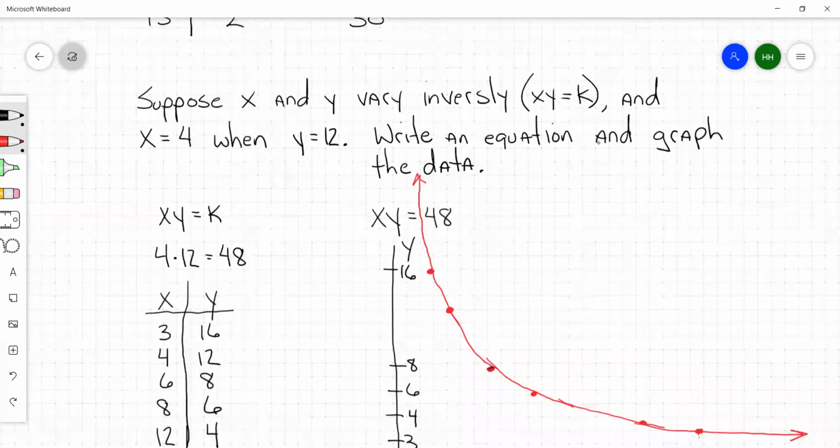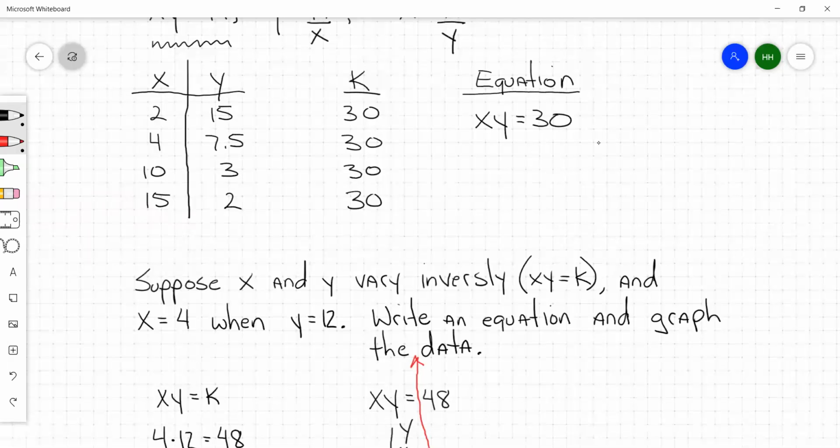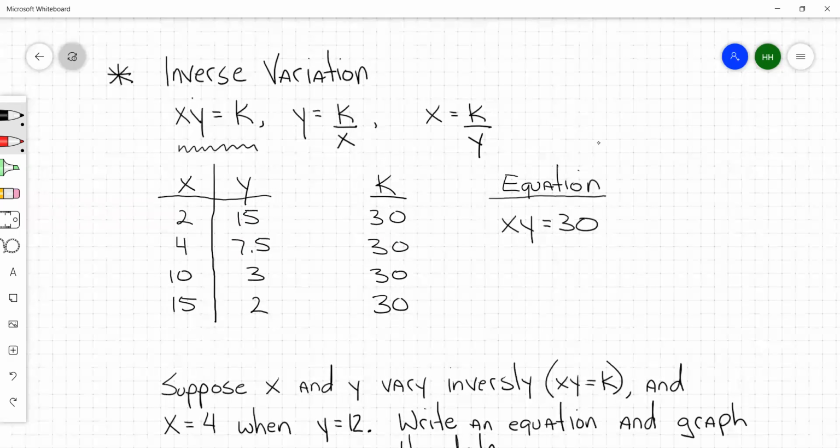Well, you know that it's direct or inverse by, if you're given the data, right? If you multiply x times y, and you get the same thing every time in the data, then look right here. If x times y is the same every time, then it's inverse. Okay?